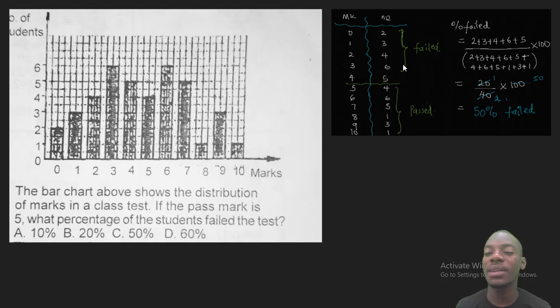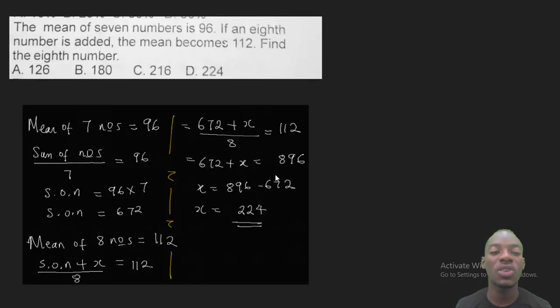Now, what percentage failed? If you add up the ones that failed over everything added together, that's what I did. The ones that failed: 2 plus 3 plus 4 plus 6 plus 5, divided by everything: 2 plus 3 plus 4 plus 6 plus 5 plus 4 plus 6 plus 5 plus 1 plus 3 plus 1. It will become 20 over 40 times 100. 20 over 40 is actually 1 over 2, and half of 100 is 50, so 50% fail. So the percentage that fail is just 50%.